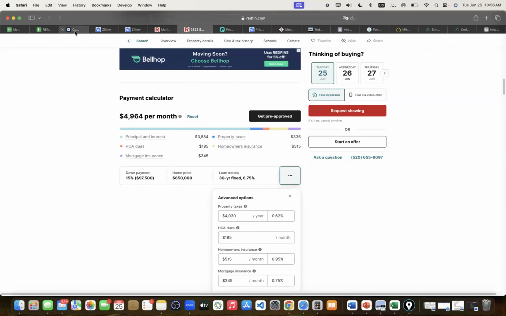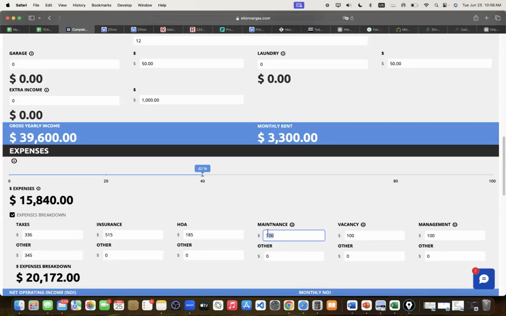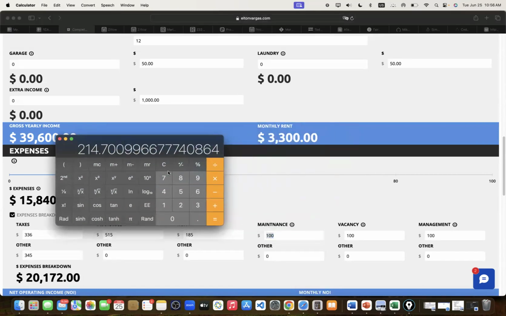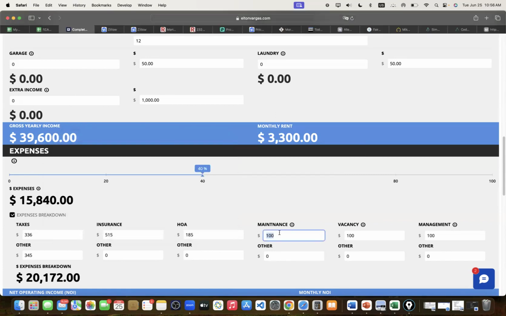All right, 185. Cool. Maintenance is going to be 8% of the rent. So if the property is renting out for 3,300, multiply that by 8%. It's going to give us 264. And then the vacancy is going to be 10%, so 330. And then the same thing for property management, 330.